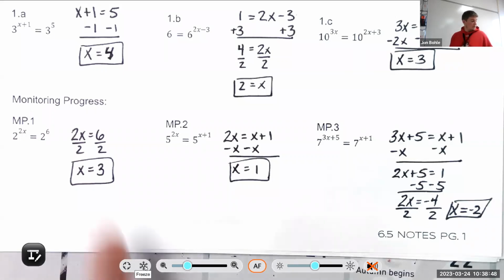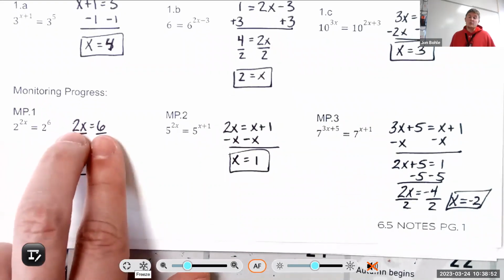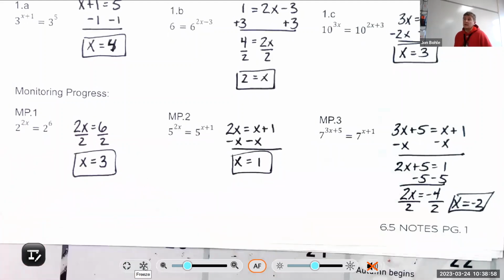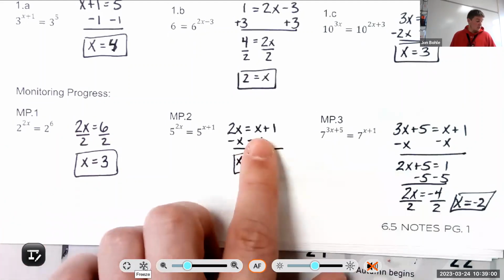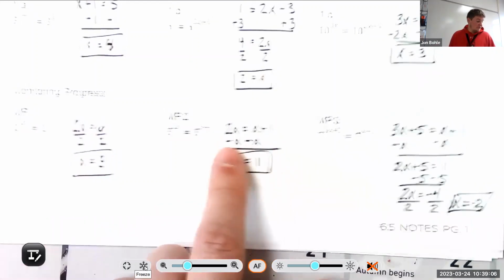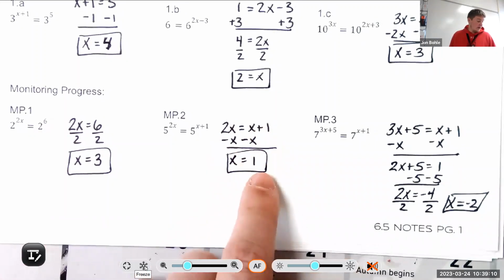So on 1, 2x is equal to 6 because the bases are the same. That means the exponents are the same. 2x means 2 multiplied by x. I undo multiplying by dividing. 6 divided by 2 is 3. Now this one, 2x is equal to x plus 1. I've got x's on both sides. Since the only thing I have on the left side is x's, I'm going to minus an x from both sides. 2x minus x is 1x. And then all that's left there is 1.